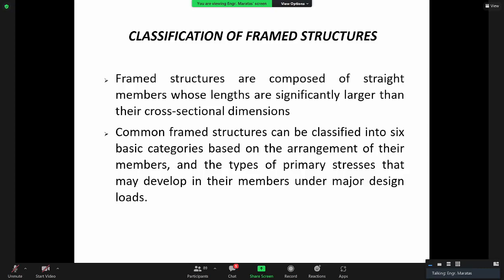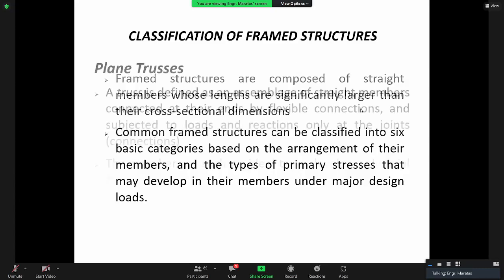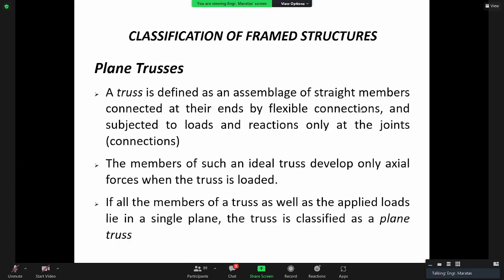No? Common frame structures can be classified into 6 basic categories based on the arrangement of the members and the types of primary stresses that may develop in their major design loads. Okay, so frame structures can be classified into 6 categories. No? So, what are these categories now. Plain trusses, that's one. No?